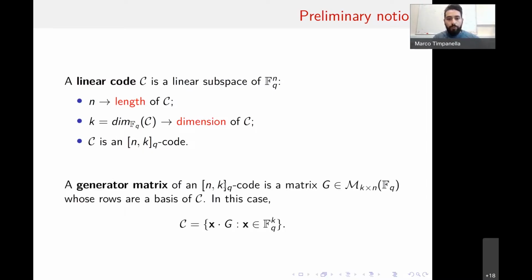Also, for an [n,k]_q code C, a generator matrix is a k by n matrix whose rows are a basis of C. And in this case, we can write C as the set of vectors x times G, where G is a generator matrix and x runs over F_q to the k.